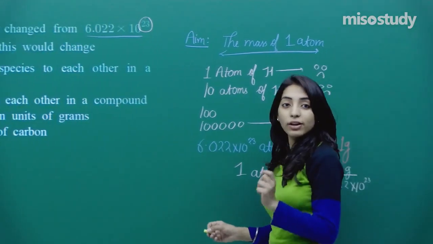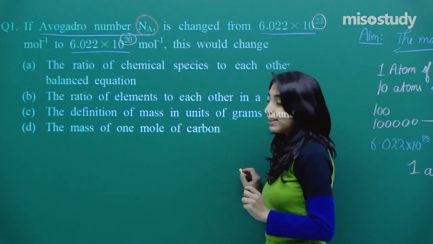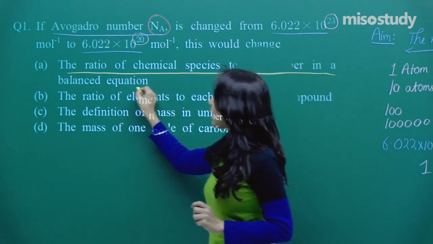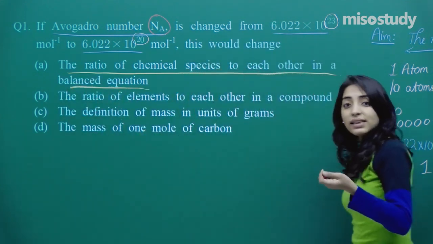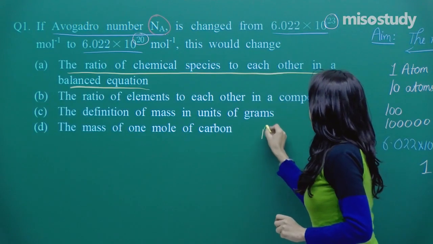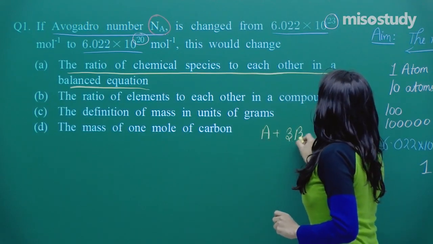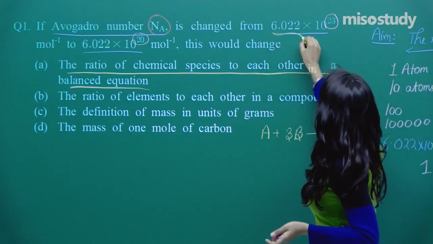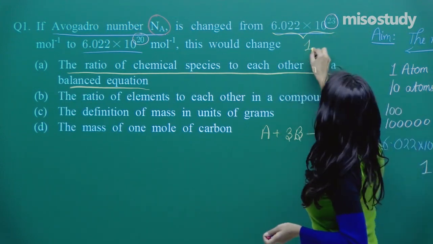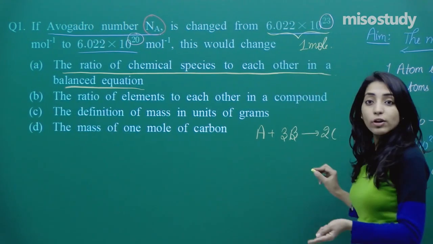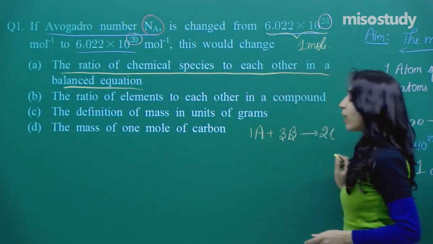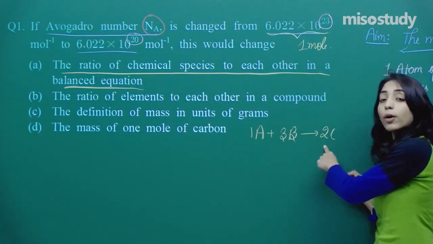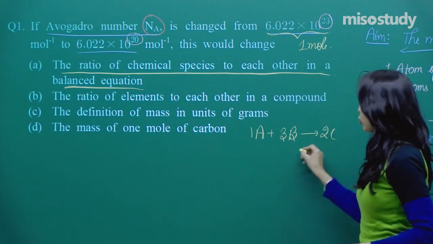Now listen to me very carefully. Let us go to the very first option. The very first option states the ratio of chemical species to each other in a balanced chemical equation. Guys, suppose there is any particular chemical equation A plus 3B to form 2C. Earlier I used to call 6.022 into 10 raised to the power 23 as 1 mole. We used to say, if the stoichiometric coefficients are 1, 3 and 2 respectively, 1 mole of A will combine with 3 moles of B to form 2 moles of C.